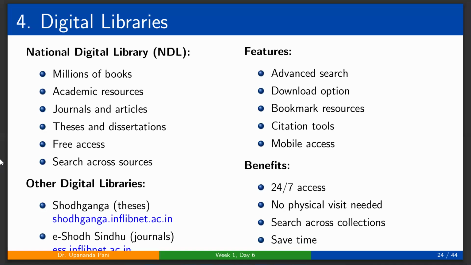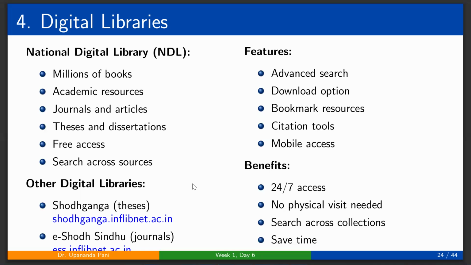Then the National Digital Library, NDL. There are millions of books, academic resources, journals and articles, theses and dissertations, with free access and search across sources. Other digital libraries are basically Shodhganga, which I will discuss at length, then eShodh Sindhu, which is for journals. Again, it was an initiative of INFLIBNET, which we will discuss at length.